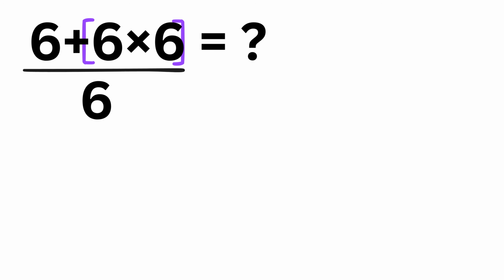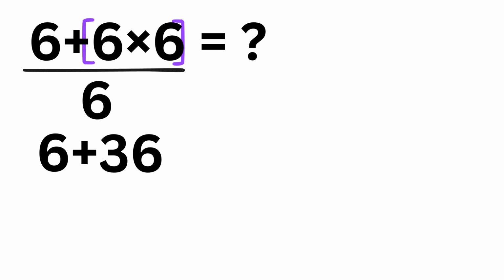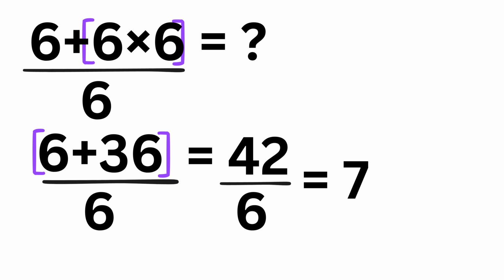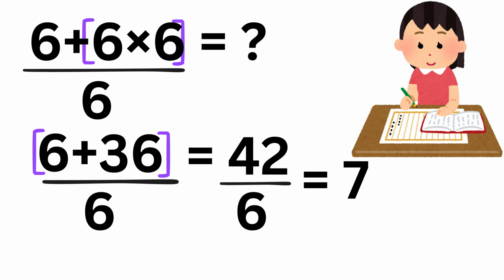So first, 6 times 6 gives us 36. Here, we get 6 plus 36 over 6. 6 plus 36 gives us 42. Finally, 42 over 6 gives us 7. And this is our final answer to this problem. The correct answer is 7.